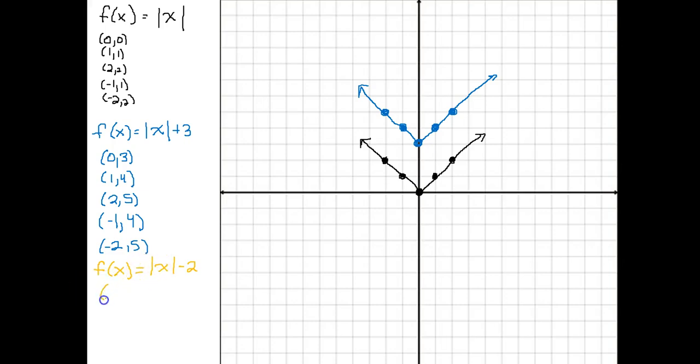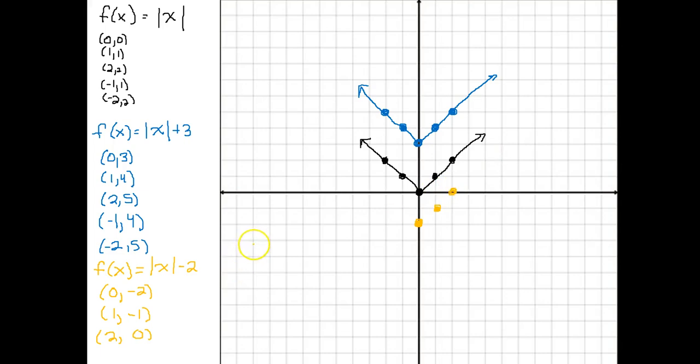Okay, if you start with 0, absolute value of 0 is 0, minus 2 gives you negative 2. So from the black graph here, 0, 0 shifts down 2. You get 0, negative 2. Subtracting 2 is going to shift that whole graph down 2. So you put in 1. Absolute value of 1 is 1, minus 2 is negative 1. So you get 1, negative 1. Let's say you put in 2. Absolute value of 2 is 2, minus 2 is 0. So you get 2, 0.